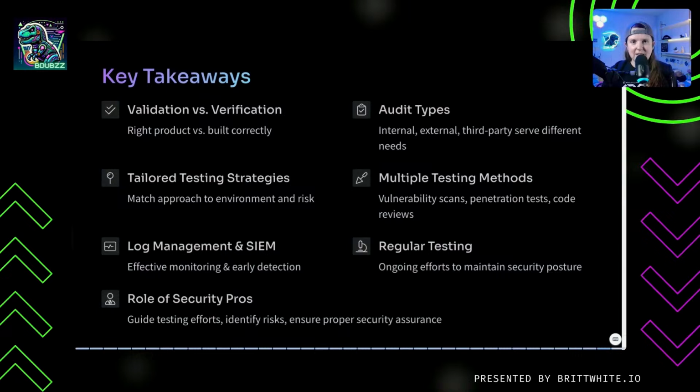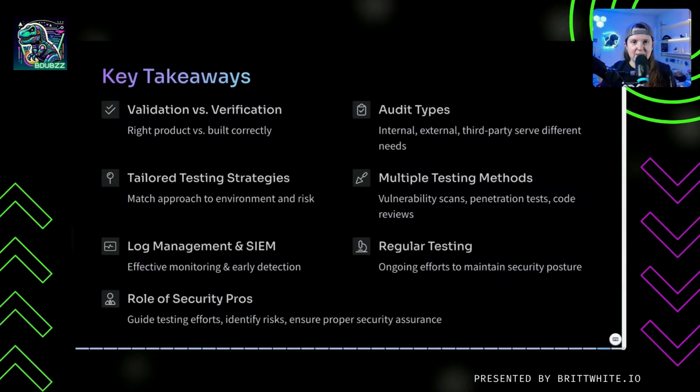Audit types come next. Internal, external, and third-party audits each serve a unique purpose based on your compliance requirements and organizational needs. Tailored testing strategies are important. Your approach must adapt whether you're working with on-prem systems, cloud infrastructure, or a hybrid environment. The key is matching your test to both the environment and its risk level. Testing methods include vulnerability scans, penetration testing, which could both be either white box, gray box, or black box, and code reviews. Each method has its specific purpose in uncovering and addressing risk.